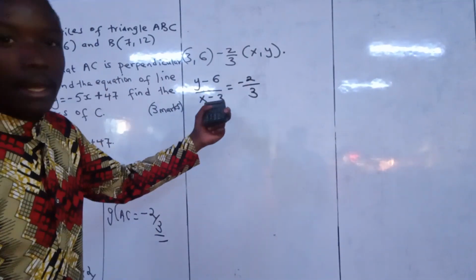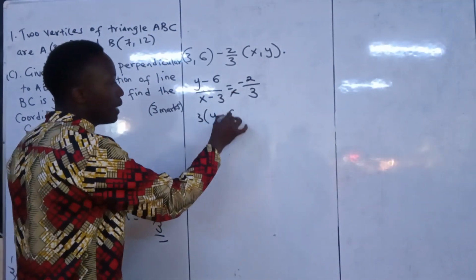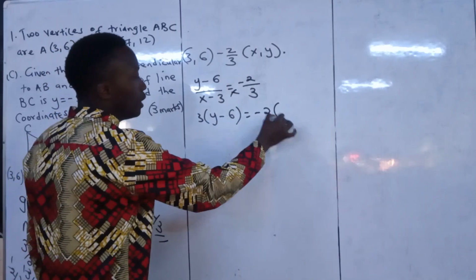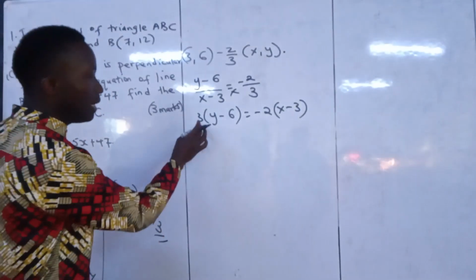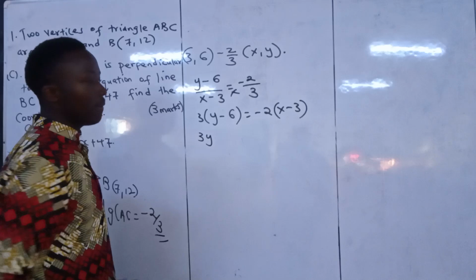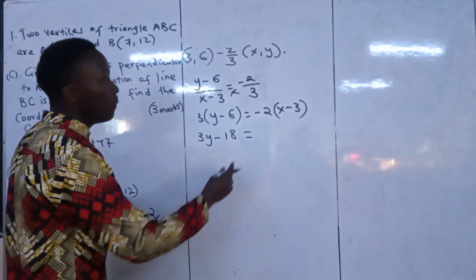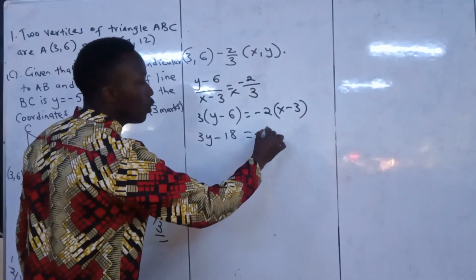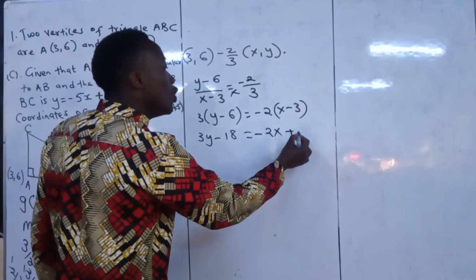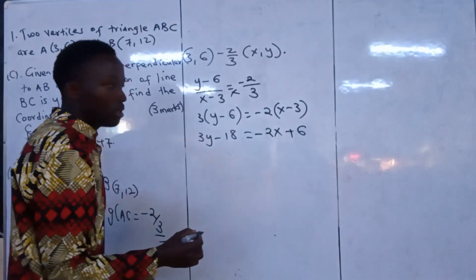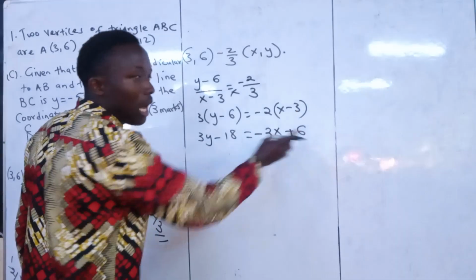Then we cross multiply. When we cross multiply, we get 3 into brackets y minus 6 is equal to negative 2 into brackets x minus 3. We are finding the equation of AC. So 3 times y gives you 3y, 3 times 6 gives you 18, is equal to minus 2 times x, which is minus 2x. Minus 2 times minus 3 is equal to plus 6. Reason being, a negative times a negative number gives you a positive number.